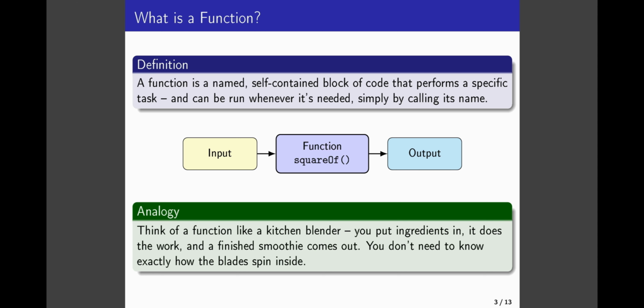What exactly is a function? A function is a named self-contained block of code that performs a specific task and can be run whenever it's needed, simply by calling its name. In this diagram, we have an input going into a function, in this case called square of, and an output coming out the other side. That's the basic shape of almost every function you will ever write.